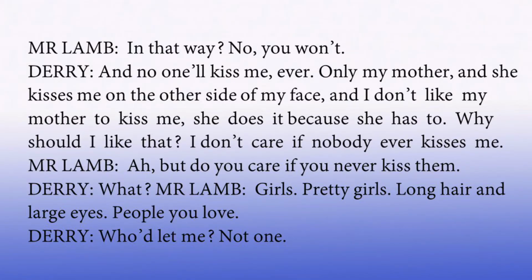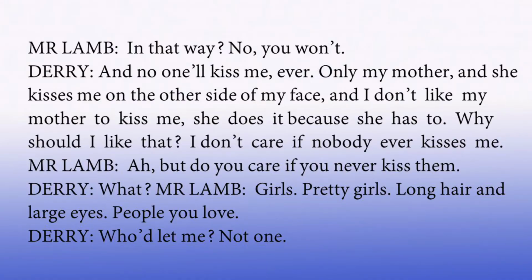Immediately Derry replies, "And no one will kiss me ever." So he is saying nobody is going to kiss me, especially because of my burnt face. So he has this feeling inside him that nobody likes him because of his face. "Only my mother, and she kisses me on the other side of my face, and I don't like my mother to kiss me. She does it because she has to." And he is telling very sadly that even his mother kisses him only on the other side where there is no burnt mark. And he is telling that I don't like this because she is kissing me just because she is my mother.